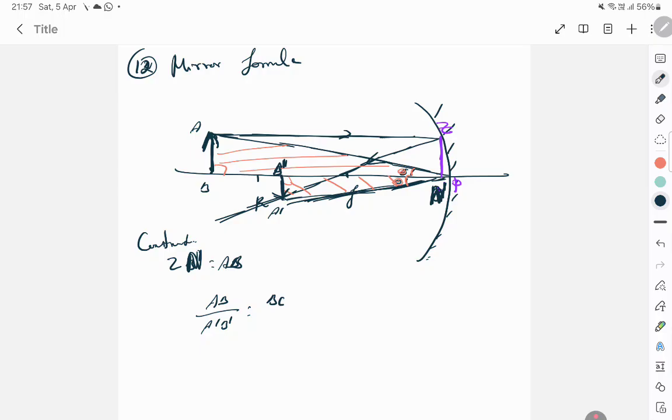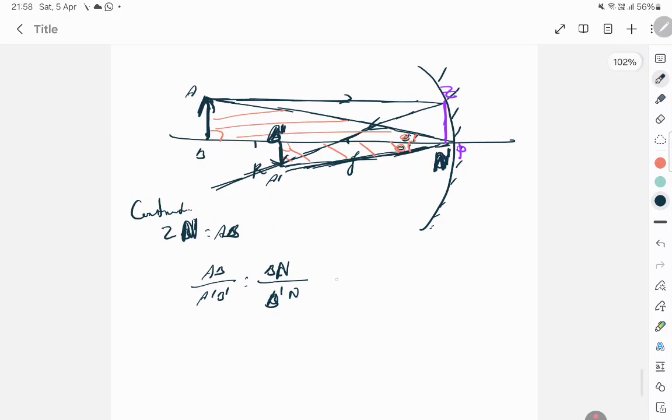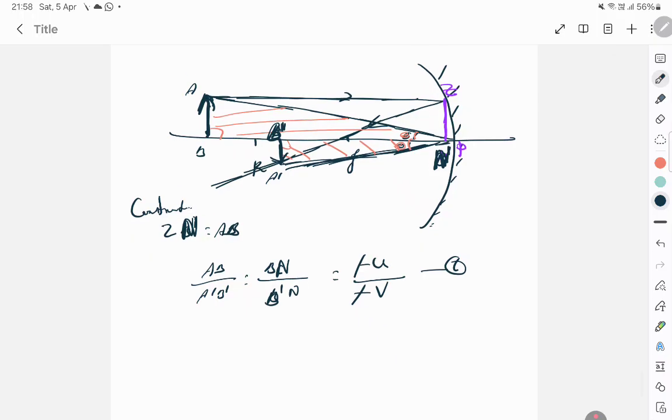When ZN is equal to AB, by construction, you can write AB by A dash B dash is equal to BN, which is measured from the pole normally, BP, but N is so close to P, so BN by B dash N. Okay, and you know that BN is nothing but object distance, which is minus u. B dash N is nothing but image distance, which is minus v. So this is your equation 1. Minus and minus can be cancelled.